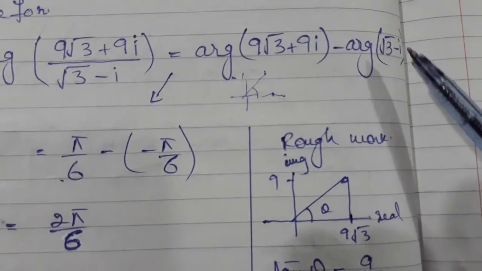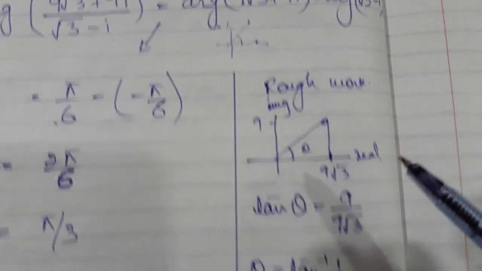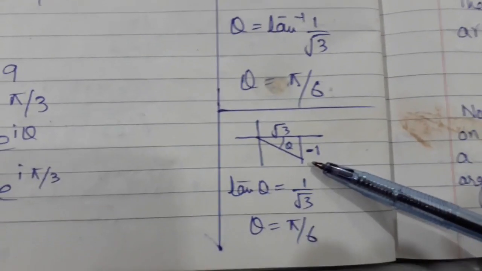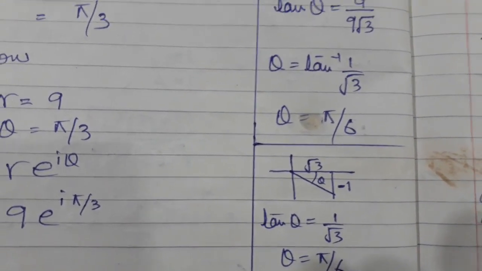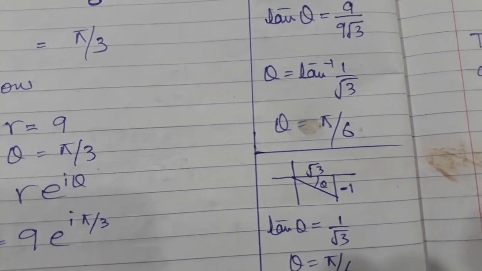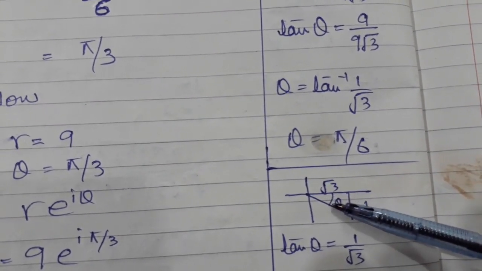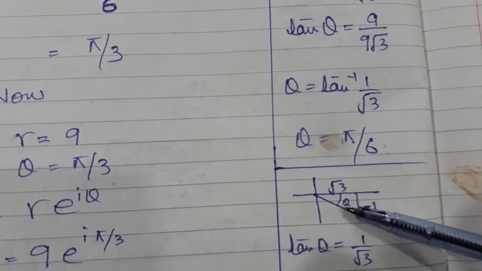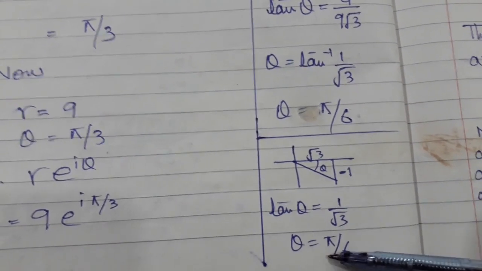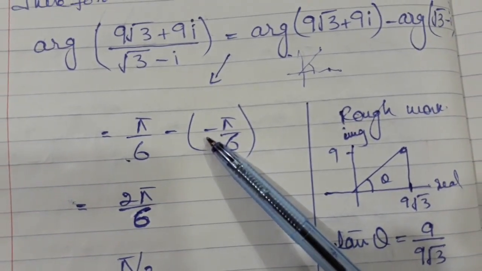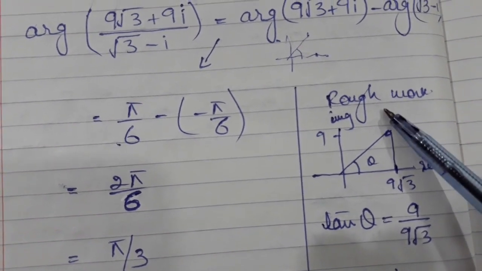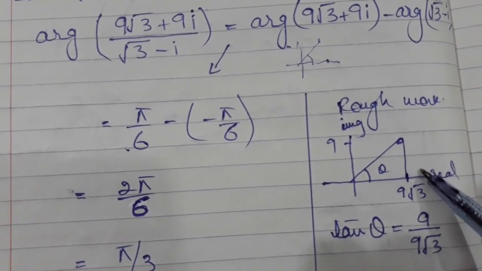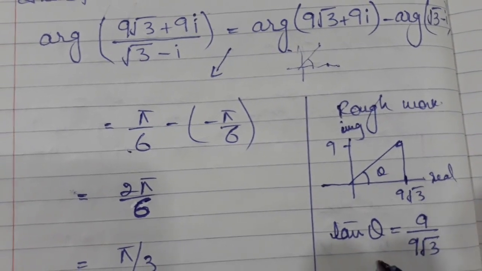Similarly, for root 3 minus iota, if I draw the triangle here, I am getting tan theta equals pi by 6. And because it is the clockwise direction, I will use a minus sign along. That's why I have used the minus sign here. I have told you we measure angle from the real axis clockwise and anti-clockwise. Anti-clockwise is positive, clockwise is negative.